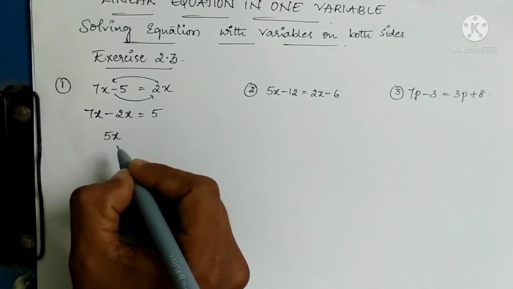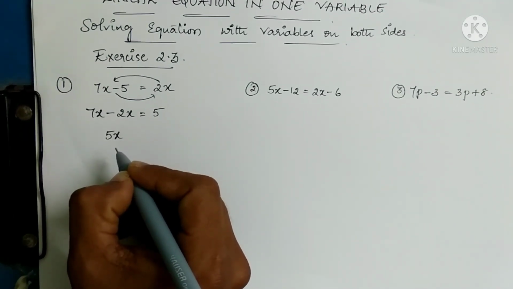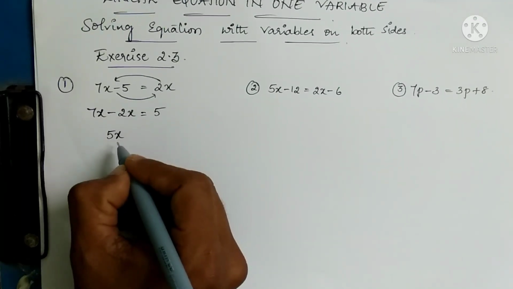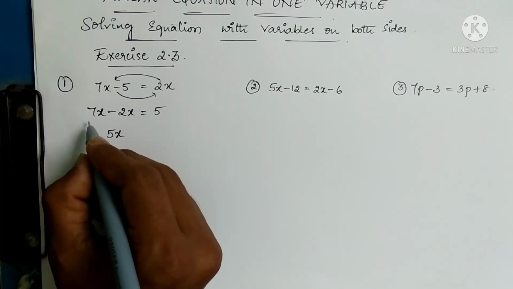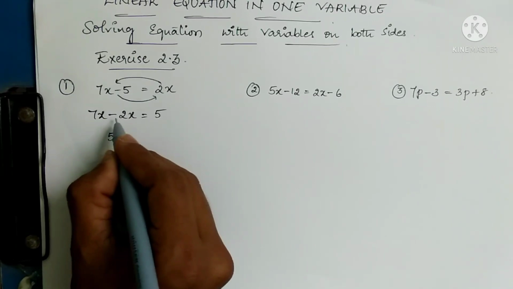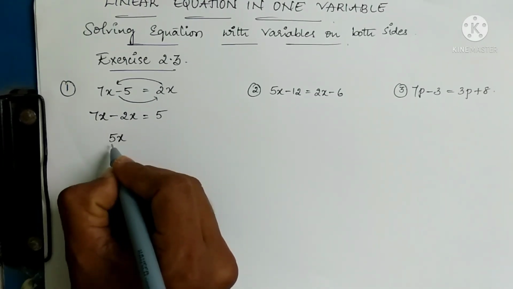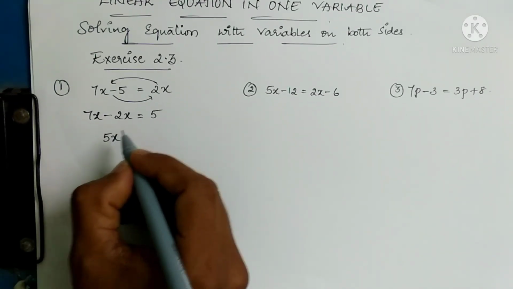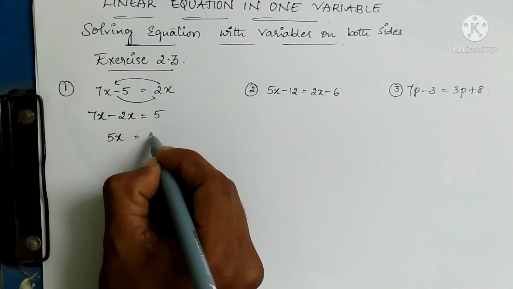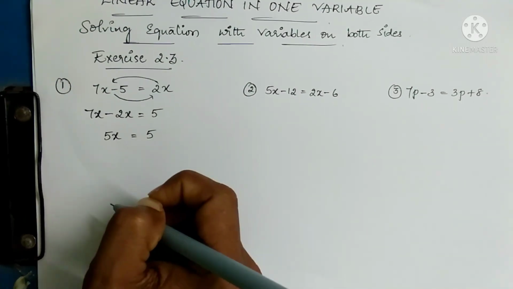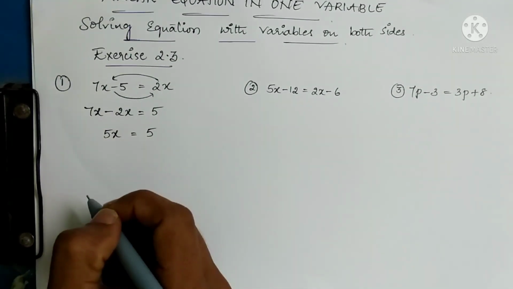When we add or subtract the same variables, we write the variable as it is, and we subtract the constants. 7 minus 2 is 5, which is equal to what is in the RHS? 5 is in the RHS, so write it as it is, 5.